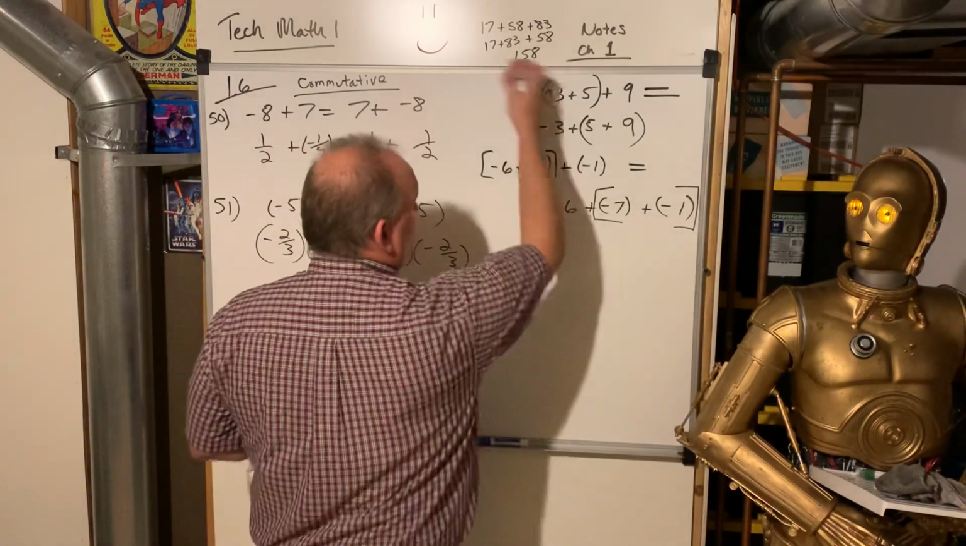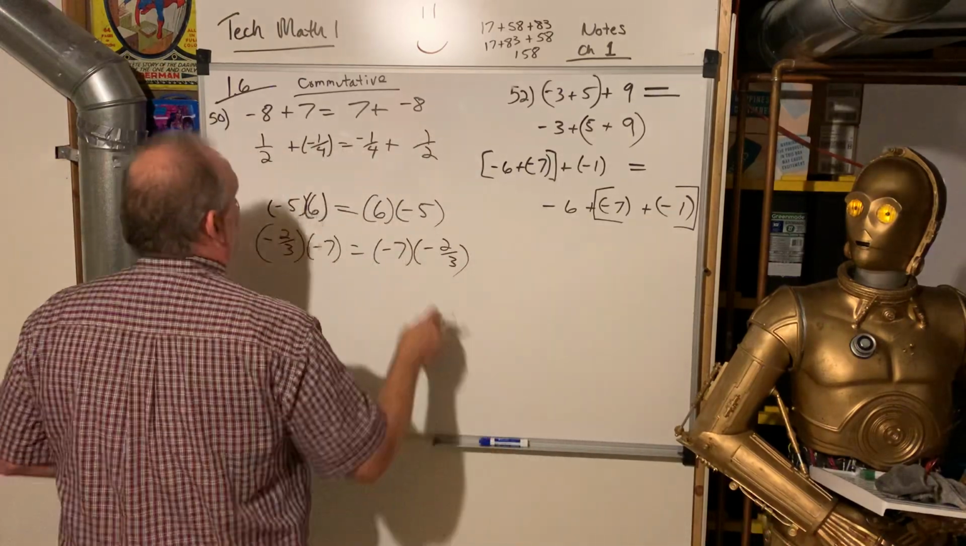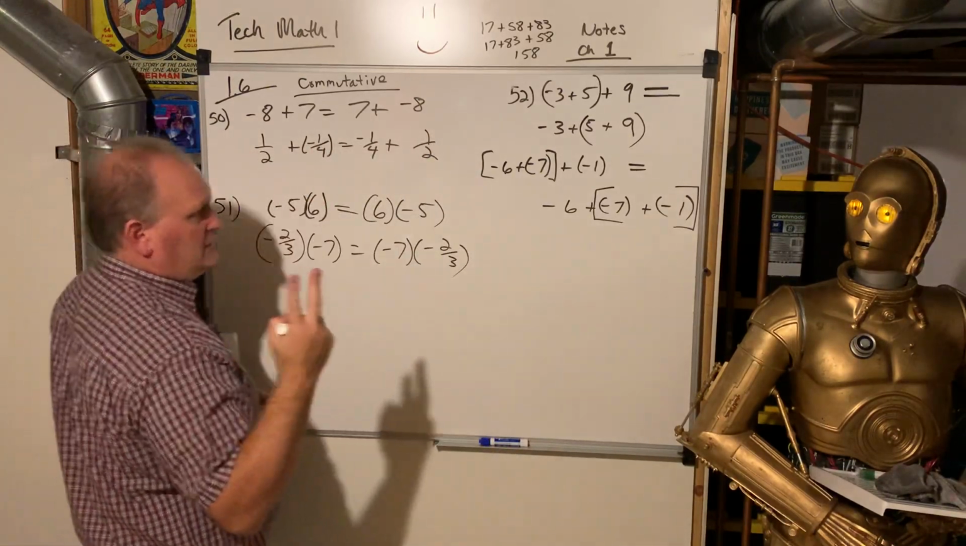That's the associative property. The associative property says you can change up the order when there's more than two numbers. Commutative property says you can change up the order when there's only two numbers.